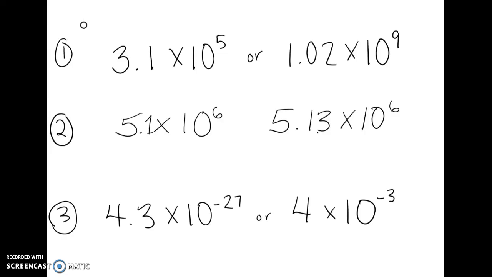So today we're going to be looking at comparing numbers that are written in scientific notation. The first thing I'm going to look at is always going to be my exponent. This is going to be the easiest way to decide which number is larger.